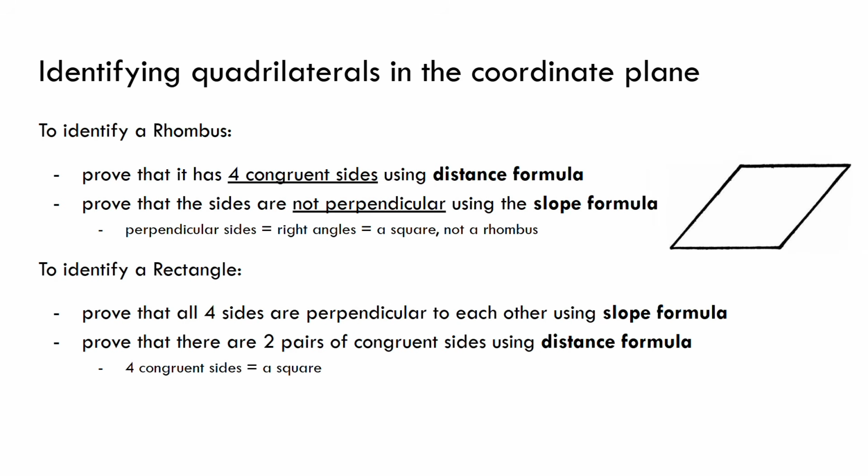So to prove that a rhombus exists, you want to prove that there are 4 congruent sides using the distance formula, and then you want to prove that the sides are not perpendicular to each other, right, using the slope formula. Because if there are perpendicular sides, then that means right angles exist, and that means it's a square, not a rhombus. To identify a rectangle, you want to prove that all 4 sides are perpendicular to each other using the slope formula. And to prove that it's not a square, you want to prove that there are only 2 pairs of congruent sides using the distance formula. Because if all 4 sides are congruent to each other, that's a square.